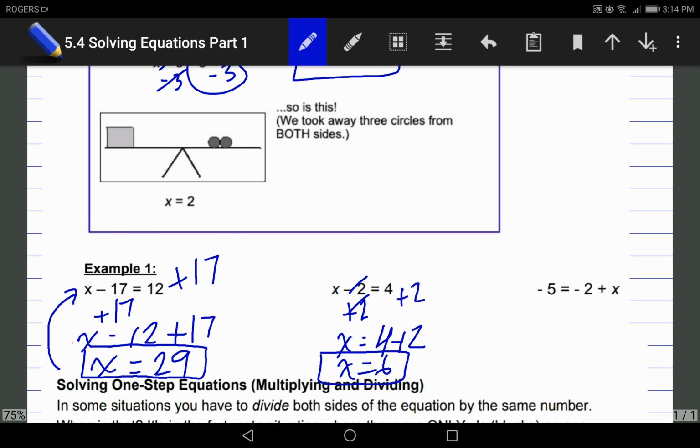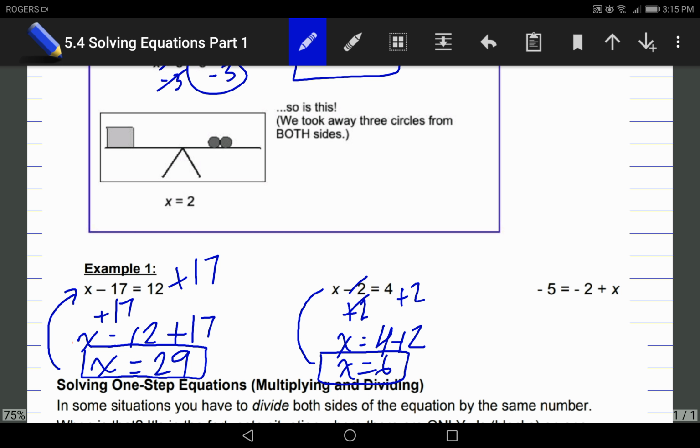Okay, so you can always go back and check and plug in 6 for x. You would get 6 minus 2, which of course equals 4. Let's do one a little bit more challenging with some negatives. All right, so I've got to move. Again, I've got to separate x's and numbers.